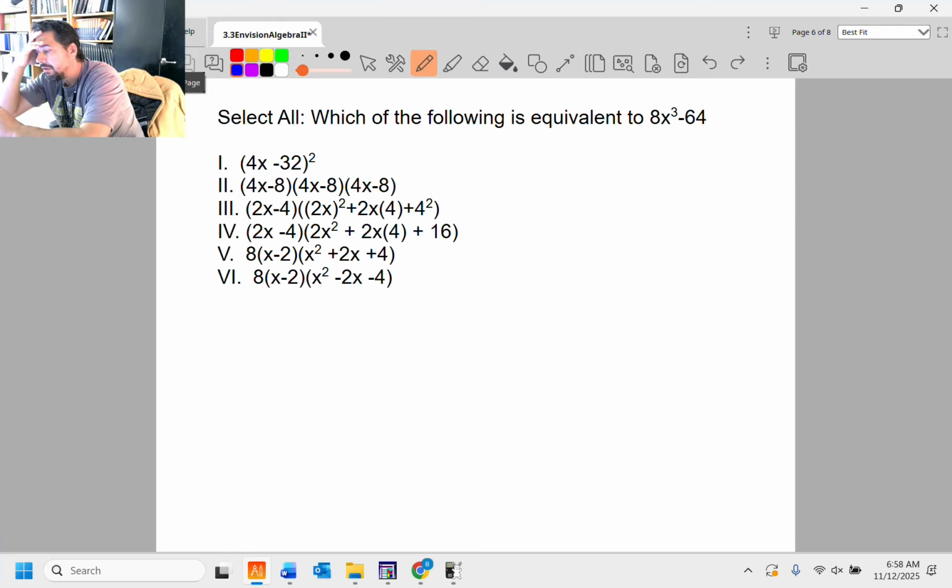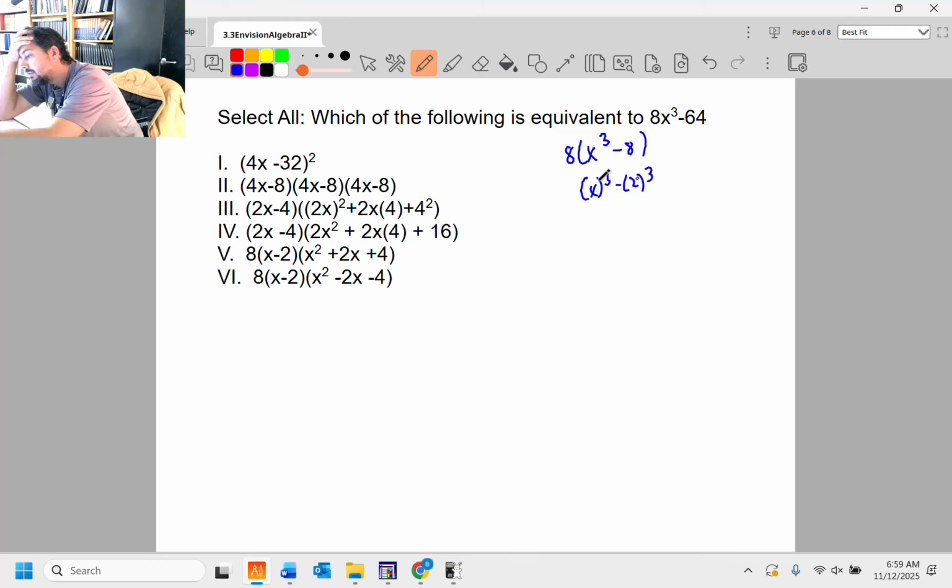All right, select all the following which is equivalent to 8x cubed minus 64. This is a select all. Now, there's multiple ways of factoring 8x cubed minus 64. One of the things you can do is pull an 8. And then you can see this as an x that's cubed, take away a 2 that's cubed. And then you can hit it with that special property. This is a difference of two cubes. x minus 2, square that piece, plus because it's opposite, 2 times x, 2x, plus because it's always positive, 2 squared is 4. That should be an option.